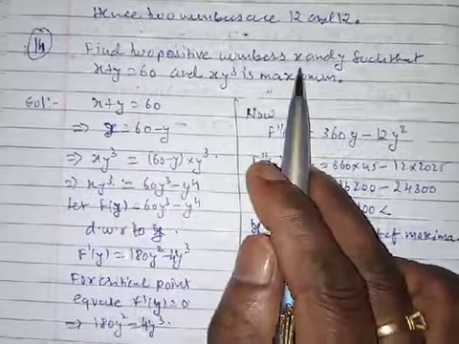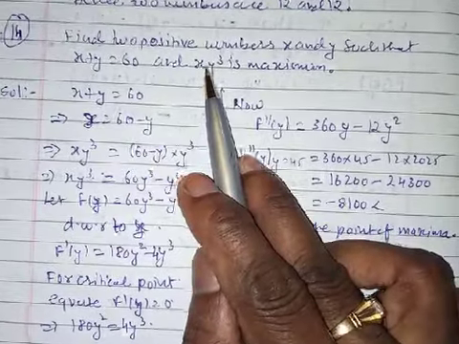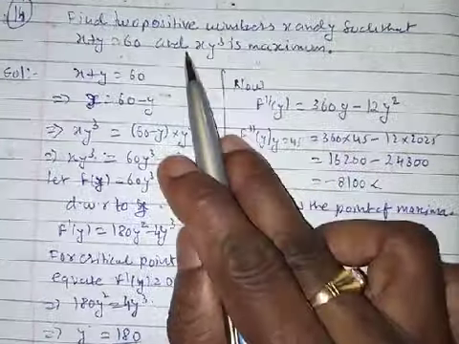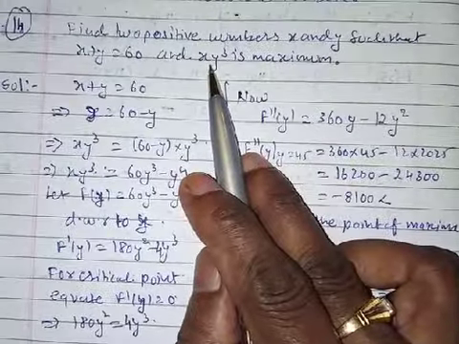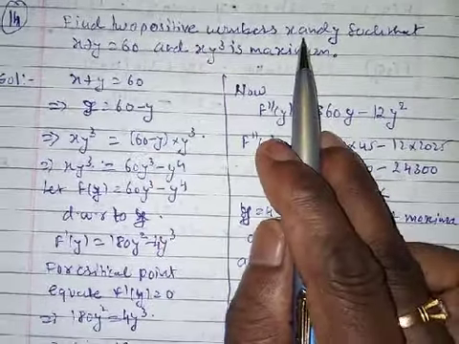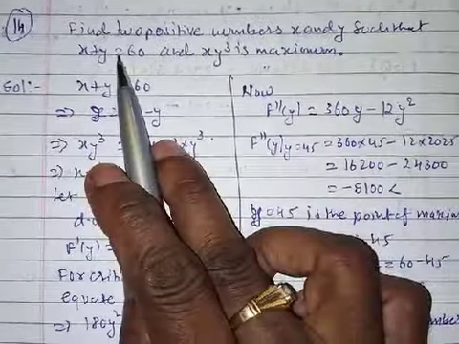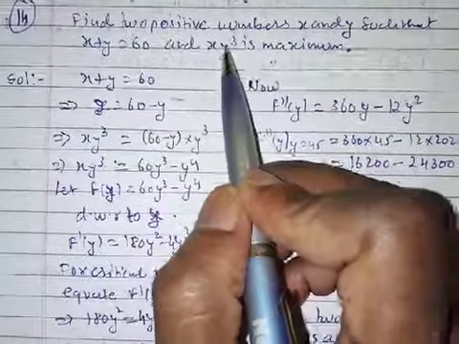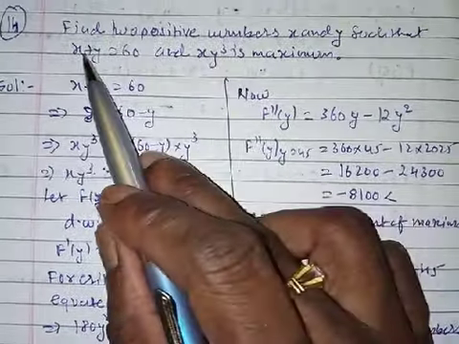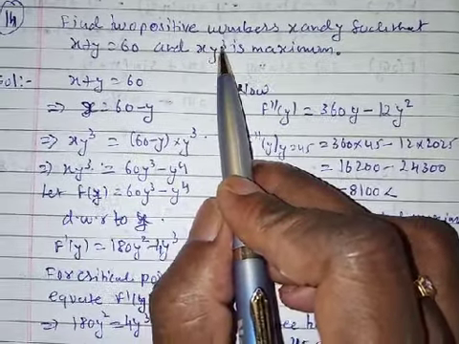Find two positive numbers x and y such that x plus y is equal to 60 and x cube, x into y cube, is maximum. This is given, we have to prove that it is maximum. We have to find two numbers such that the sum is given and this becomes maximum. So if x plus y is equal to 60, what will be the value of x y cube?